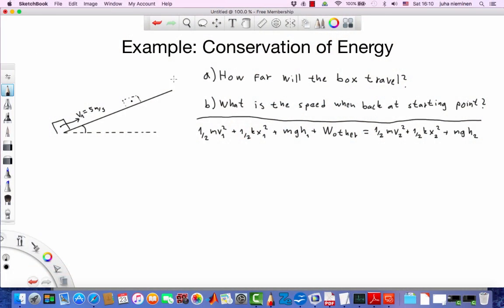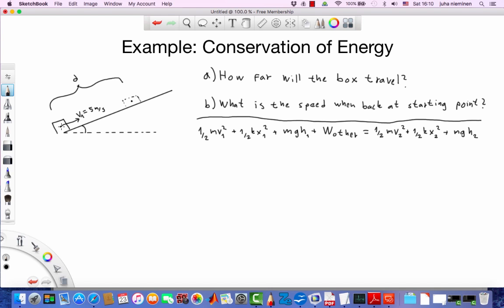This time we'll analyze a sliding box on a surface that has friction using the conservation of energy. The box has an initial velocity of 5 meters per second at the bottom of the ramp. And first of all, we want to know, A, how far will the box travel up the ramp? So we're looking for distance d. And then in B, what is the speed when the box starts to slide back and comes back to the starting point?